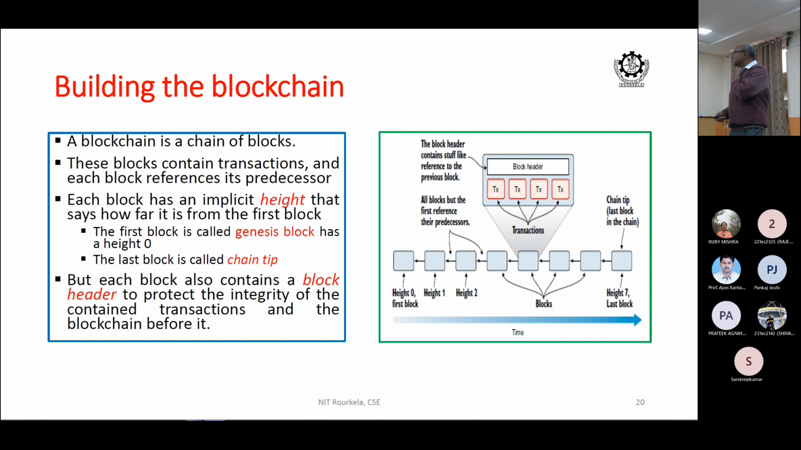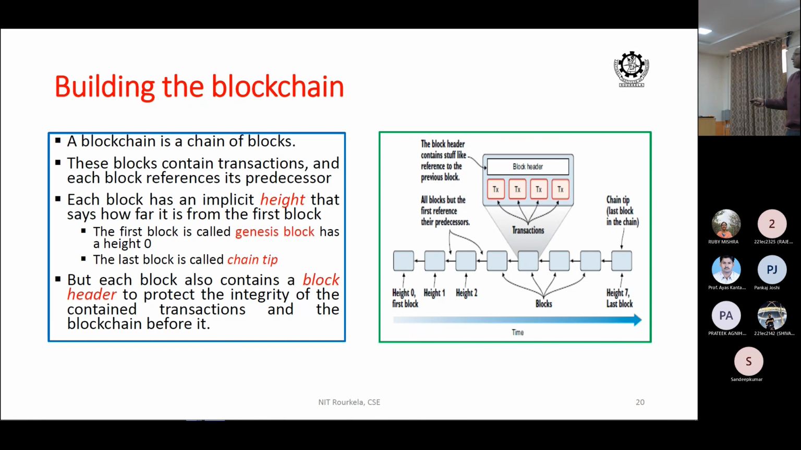So let's look at how the blockchain is built. A blockchain is a chain of blocks. These blocks contain the transactions, and every transaction has a reference to the predecessor. If you look at the figure on the right-hand side, these are the blocks, and every block has a reference to the previous block. And the reference comes through something called a hash.